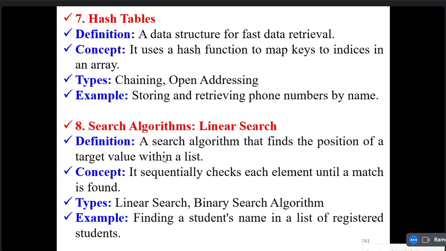Binary search uses mid equal to (low plus high) by 2. That means we get the mid position of the element, then check the element against the mid position. If it is less, you leave the right portion. If it is greater than the mid position, you leave the first portion and search in the next half. That's why the time complexity of binary search is order of log n. Finding a student's name in a list of registered students is a binary search example.